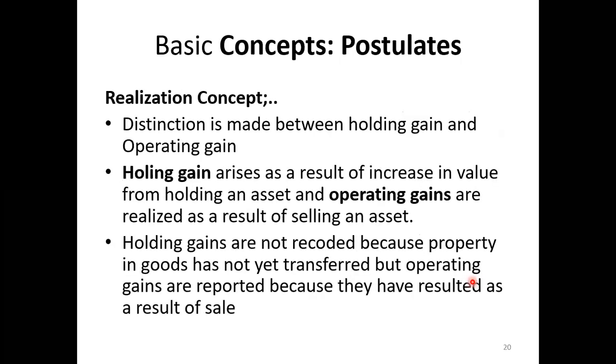So a distinction is made between holding gain and operating gain. Holding gain means when you keep an asset, you will get some sort of benefit, and operating gain means when you sell the asset, you will get some sort of gain. But in accounting, normally only operating gains are recorded. Holding gain arises as a result of an increase in value from holding an asset, and operating gains are realized as a result of selling assets. Holding gains are not recorded because property in goods has not yet transferred, but operating gains are reported because they have resulted from a sale.